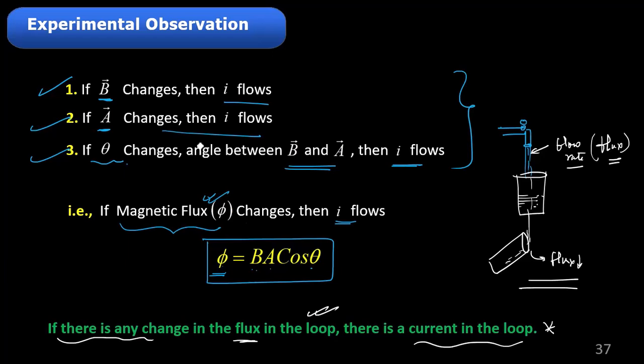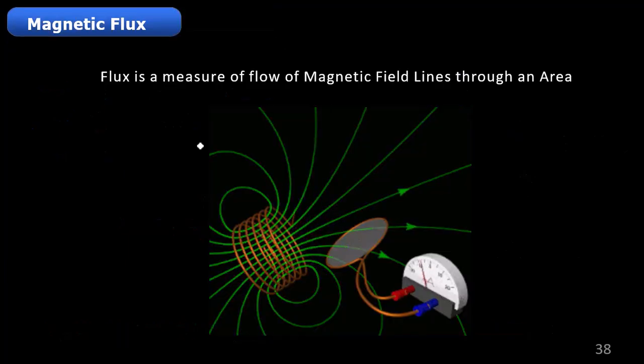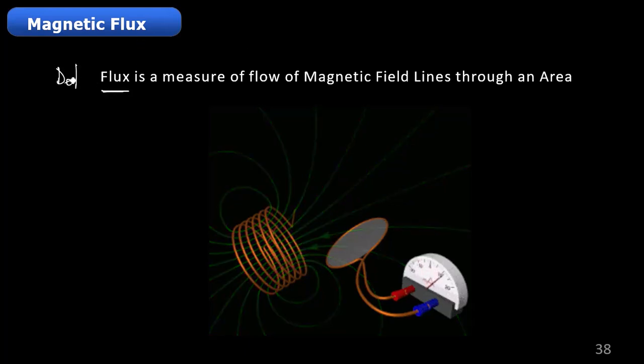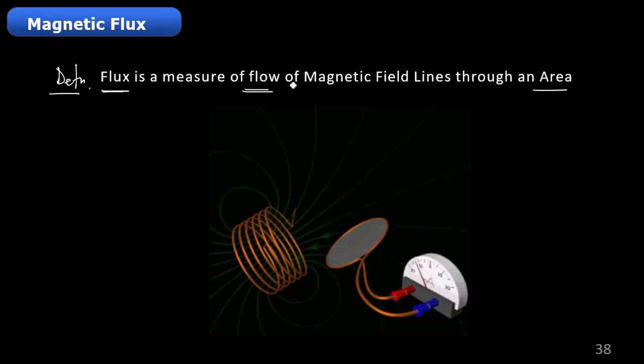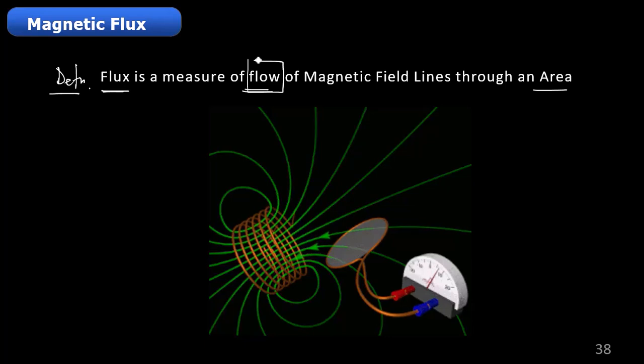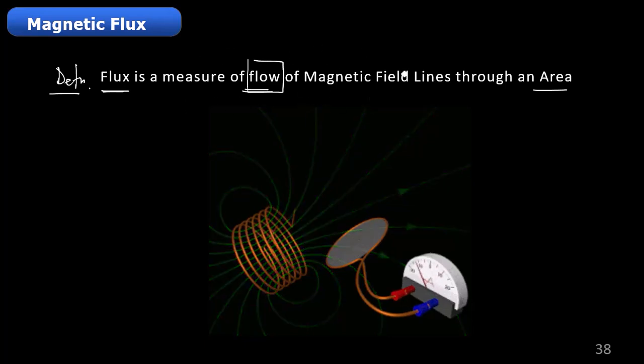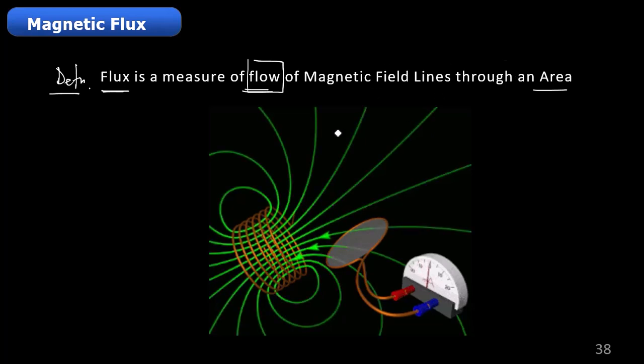So we are not sure. If I change the flux number, then only the current will be there. Okay. Now regarding the flux. The definition of flux is that flux is the measurement of flow of magnetic field through an area. So flow is the keyword. How much amount of magnetic field lines cross a particular area? If I count that particular number, that number will define the flux.